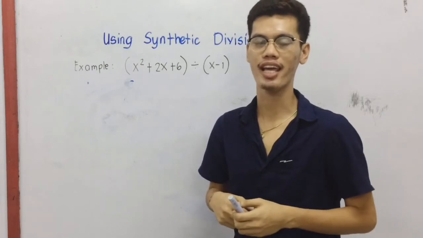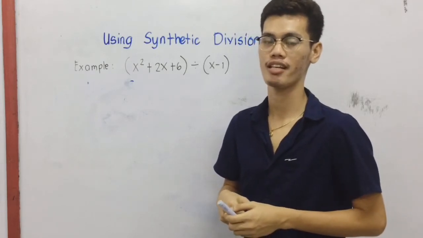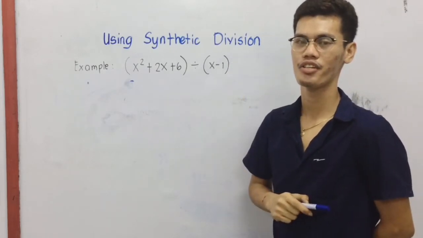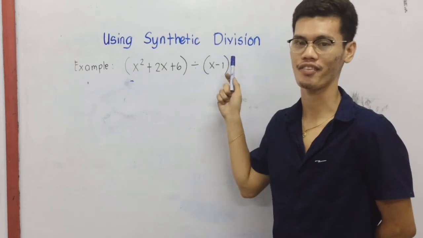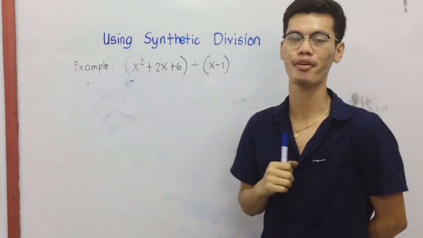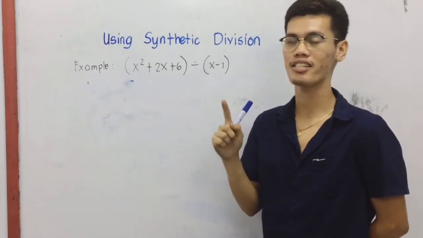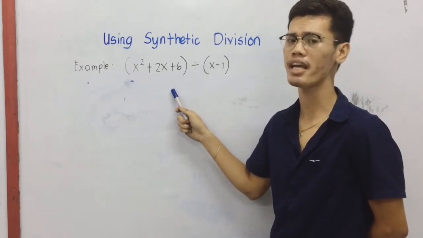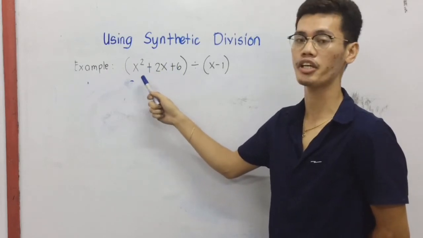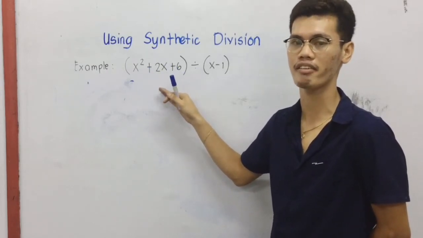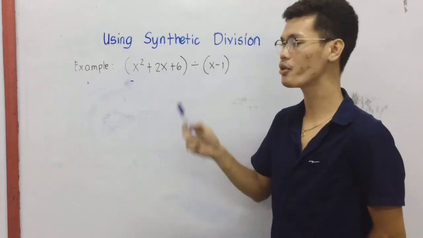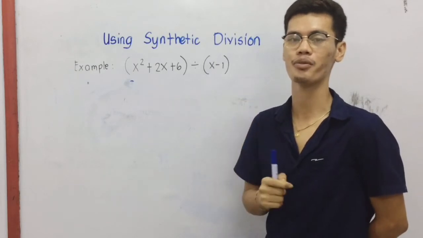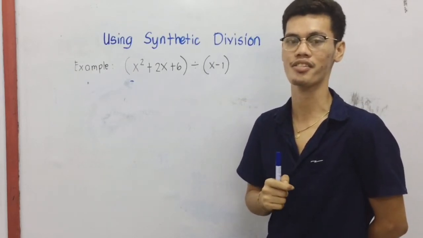There is another way in dividing polynomials, and that is using synthetic division. So how are we going to use synthetic division? There are three things to remember. First is to see to it that your dividend is in standard form, meaning the degrees of the terms of your dividend must be decreasing. Once your dividend is in standard form, then the second thing to do is to detach the coefficients.